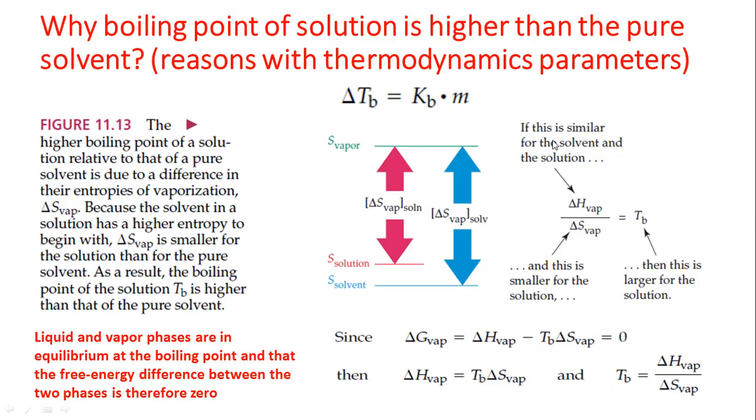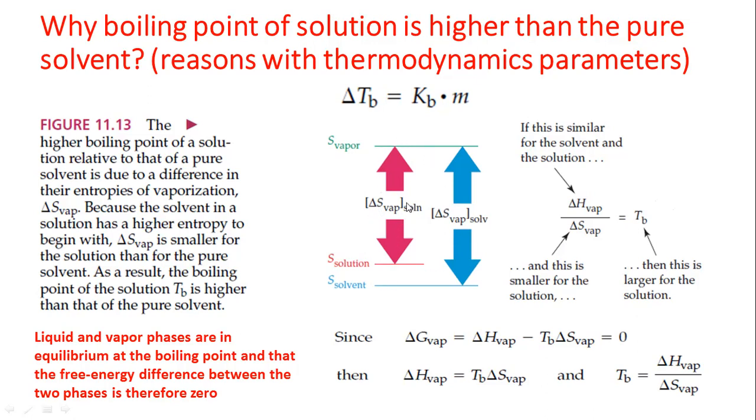So if the change in enthalpy is similar for the solvent and the solution, we are assuming that the change in enthalpy is the same for the solvent and the solution. Then there is no change in enthalpy. So what would be the relationship between the change in entropy and T_B? This is the boiling point of the solution or the solvent. In both cases you can discuss it here, but now look at the conclusion we made earlier.